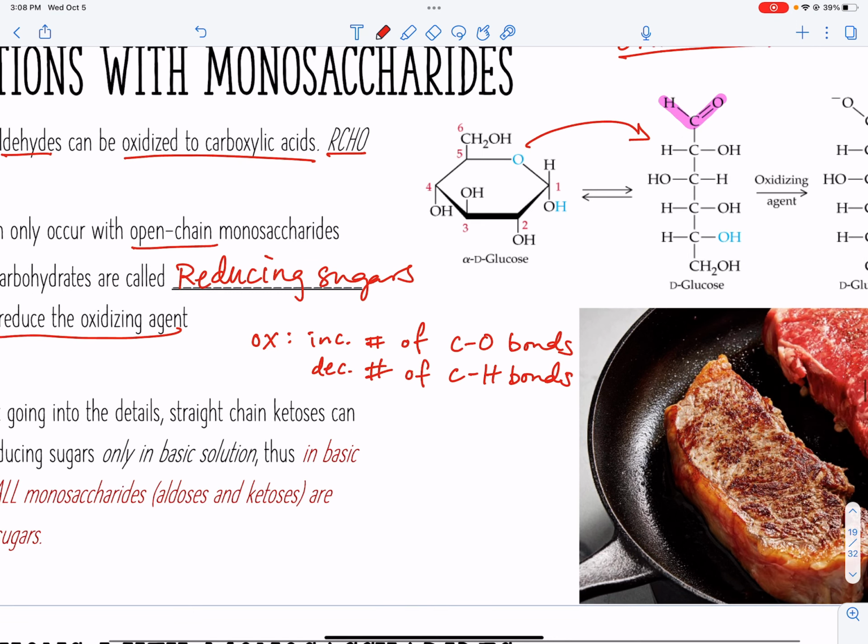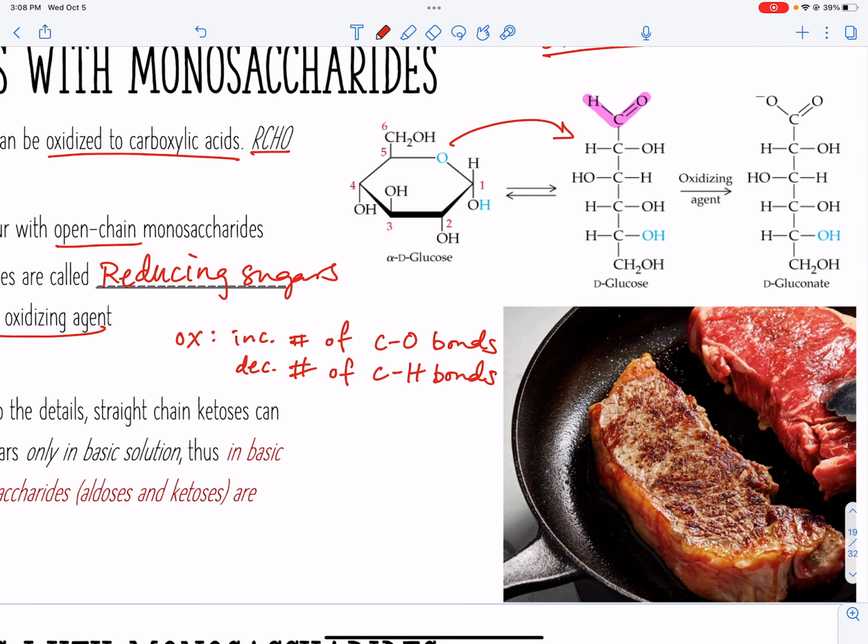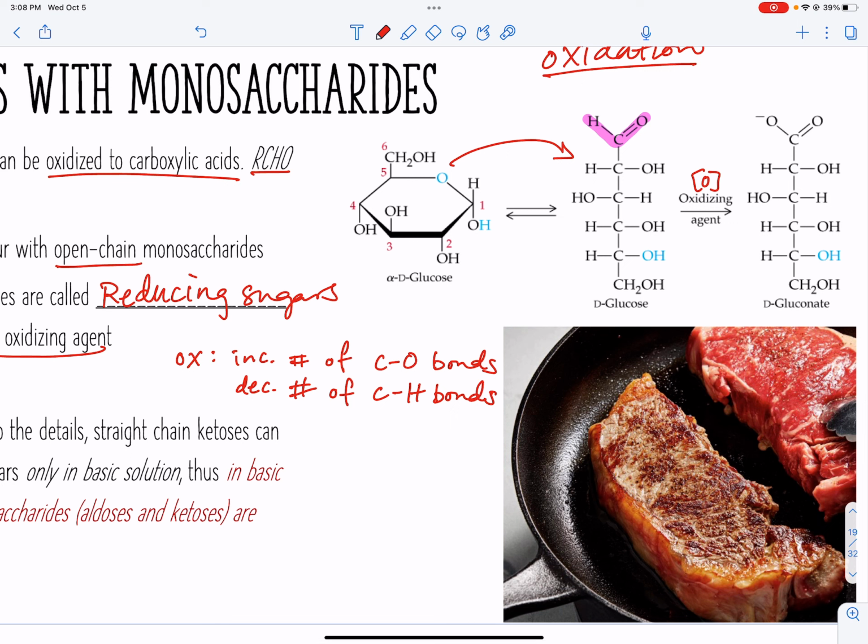There are many different kinds of oxidizing agents, so for the most part, you'll just see me write this if I'm trying to indicate oxidation. I don't need you to memorize all the oxidizing agents. But as you can see, this particular hydrogen is leaving and being replaced with an oxygen, so it's being oxidized to a carboxylic acid first.